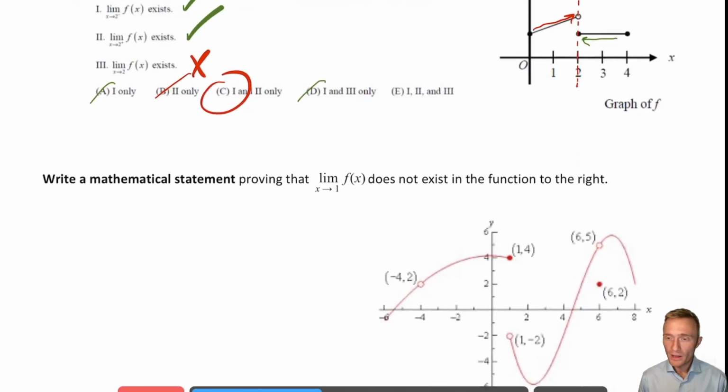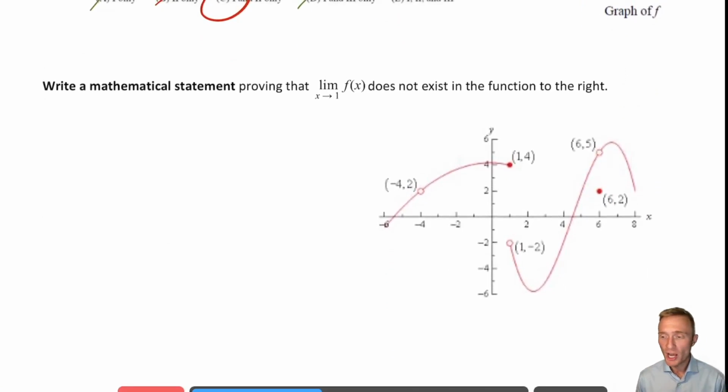All right. As a final challenge here, you're going to have to type this out in words in the open response. Write me a statement proving that the limit as x approaches 1 of f of x does not exist in the function to the right. So when you do this, you're going to have to write things like the limit of f of x. You're going to have to type out the word of as x approaches 1, but that's really good practice. So take 2 minutes to write me a statement proving that the limit does not exist as x approaches 1, and then come back to see. I'll do it in actual mathematical notation.